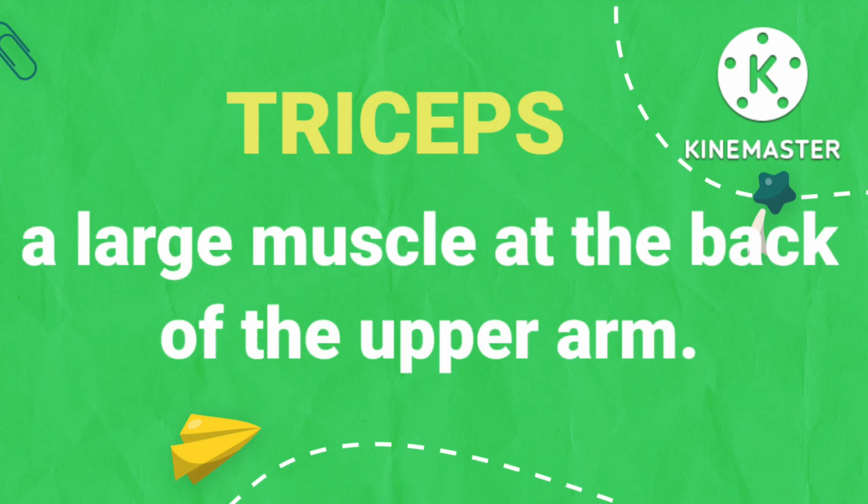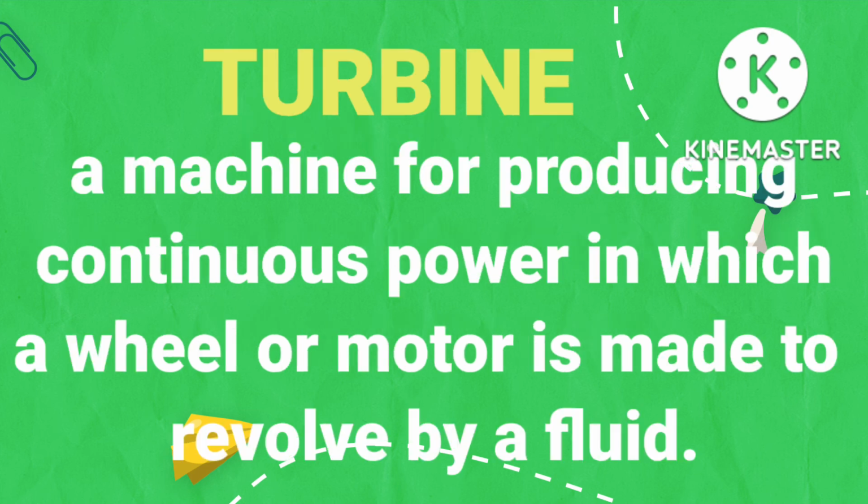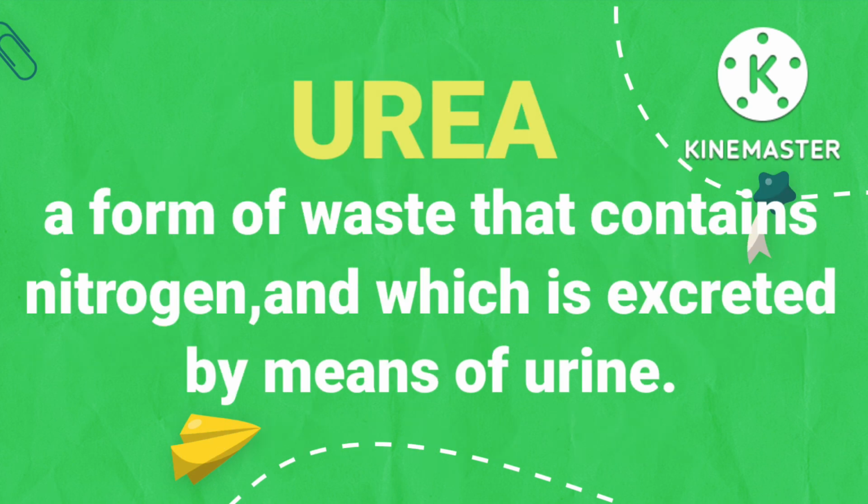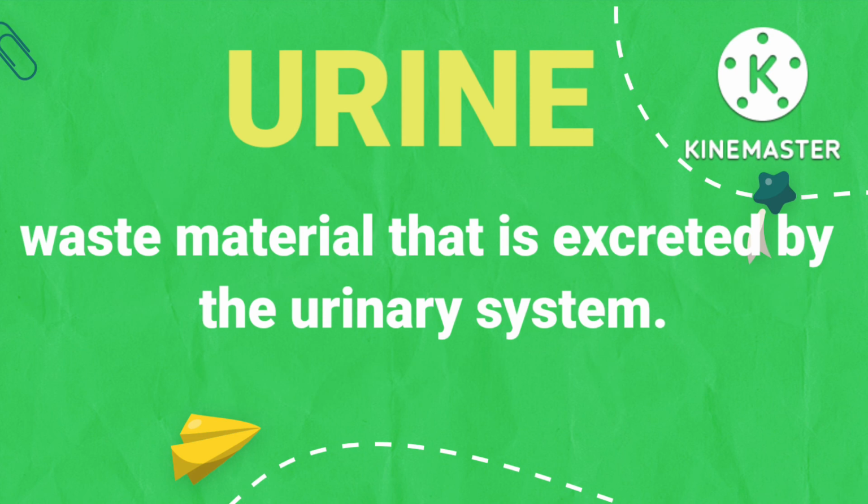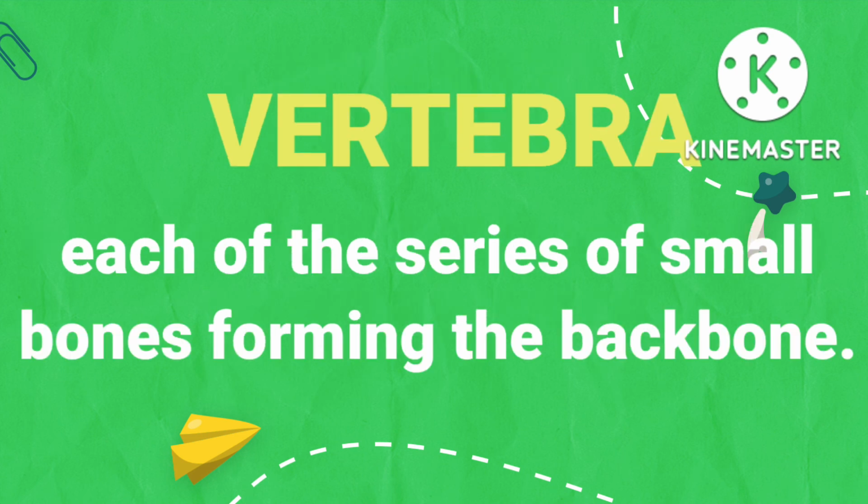Triceps. A large muscle at the back of the upper arm. Turbine. A machine for producing continuous power in which a wheel or motor is made to revolve by a fluid. Urea. A form of waste that contains nitrogen and which is excreted by means of urine. Urine. Waste material that is excreted by the urinary system.